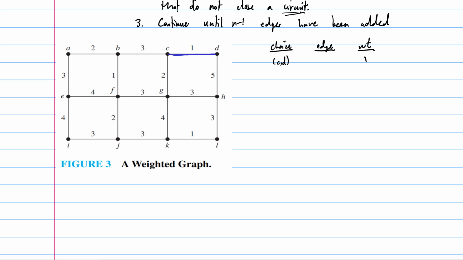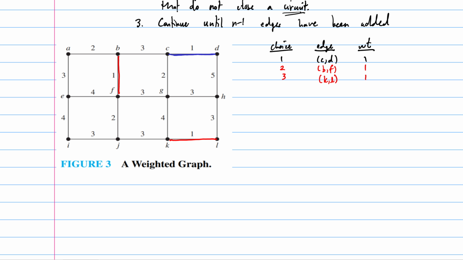Choice is just a number. This is just number 1. That's what I mean by this. There's going to be 11 of them. So our first choice is CD. It has weight 1. Now we want to add in all the other weight 1s because they don't close off a circuit. So choices 2 and 3 are going to be BF and KL, and they each have weight 1 as well. That's all the weight 1s.